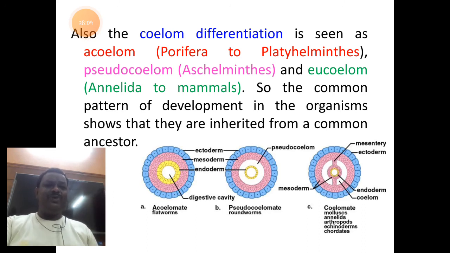Down in the picture, the first one is the acoelomate condition. So you don't have a cavity between the endoderm, mesoderm and ectoderm. Whereas between endoderm and mesoderm there is a cavity seen in the second group called pseudocoelom, but it is filled with fluid matter. But a definite cavity is formed in the eucoelomate organisms, indicating that the eucoelomates, that include annelids to mammals, are formed from a common ancestor.